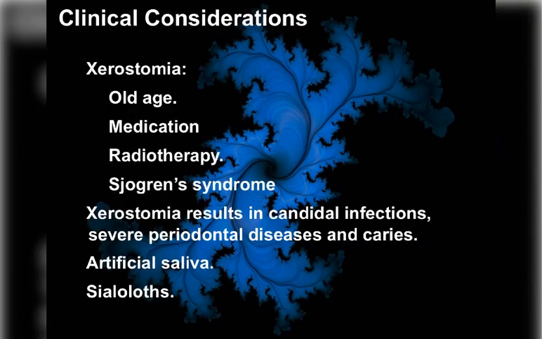Clinical considerations: xerostomia. What's xerostomia? Xerostomia means dry mouth, a significant decrease in salivary secretions. Causes of xerostomia: old age. Why? Because of the replacement of the parenchyma by fat cells. So we have less secretory cells, more fat, and end result less saliva.